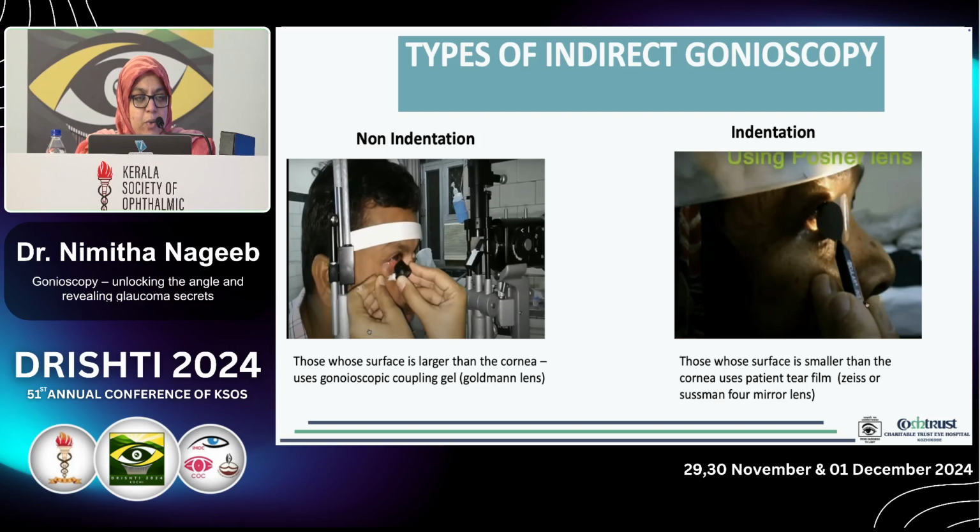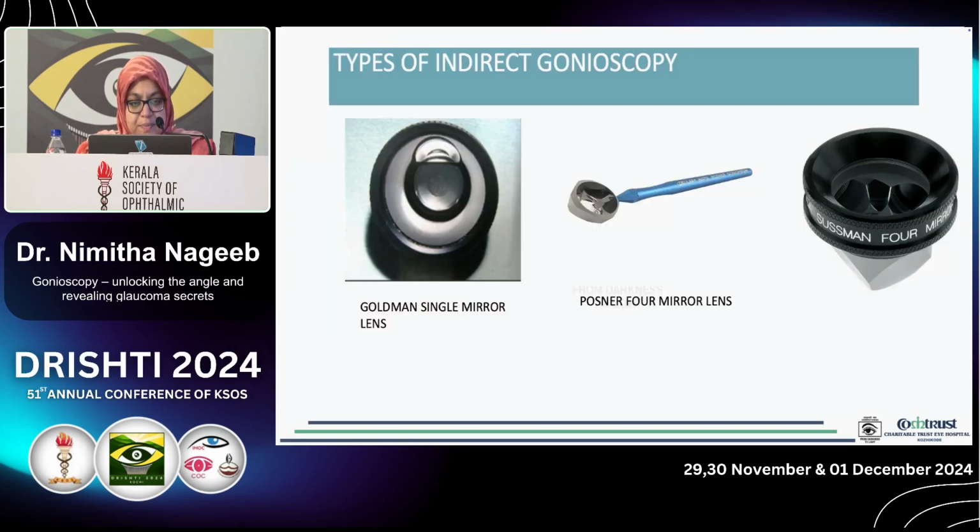There are two types of gonioscopy, the direct as well as the indirect gonioscopy. In the indirect, there is the non-indentation and the indentation. The non-indentation is where the surface area is larger than the cornea, and we use the viscous gel, whereas in the indentation, the surface area is smaller than the cornea, and the patient's tear film is used.